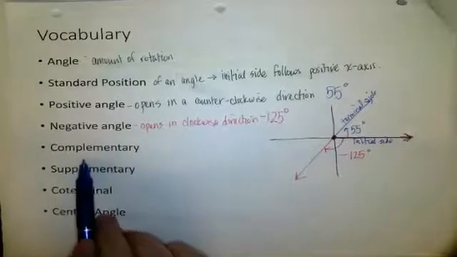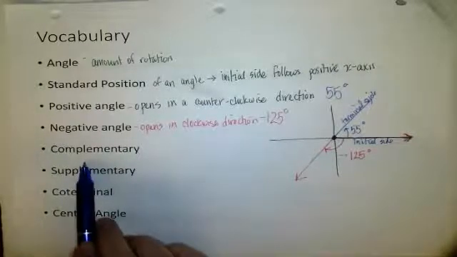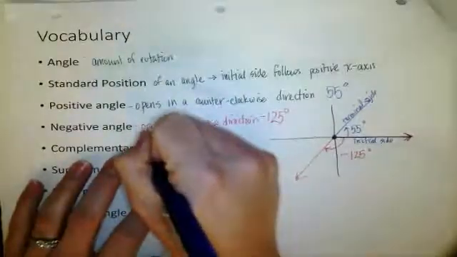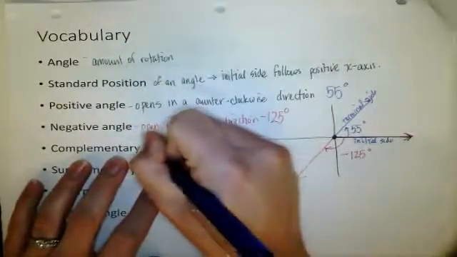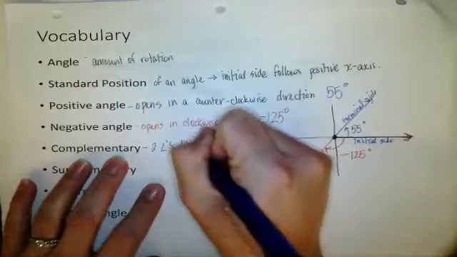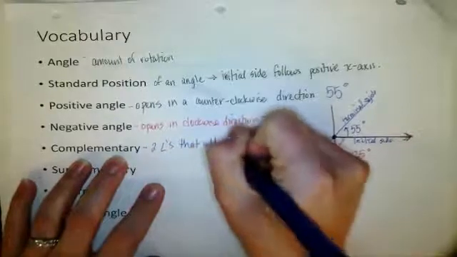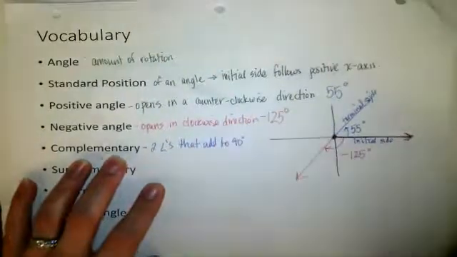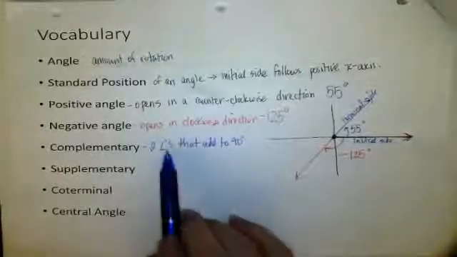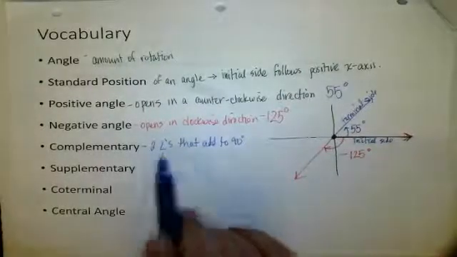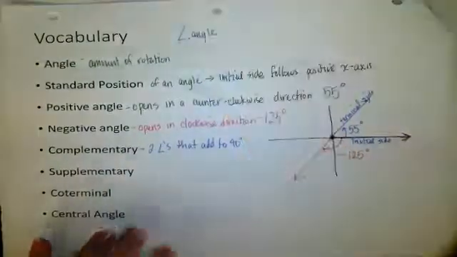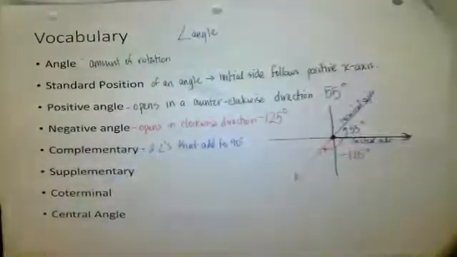Complementary. What is complementary? Okay, so 90 is what I was looking for. Complementary angles are two angles that add to 90 degrees. Two angles that add to 90 degrees. This little symbol is shorthand for angle. Have you seen that before? Yeah, okay, good.